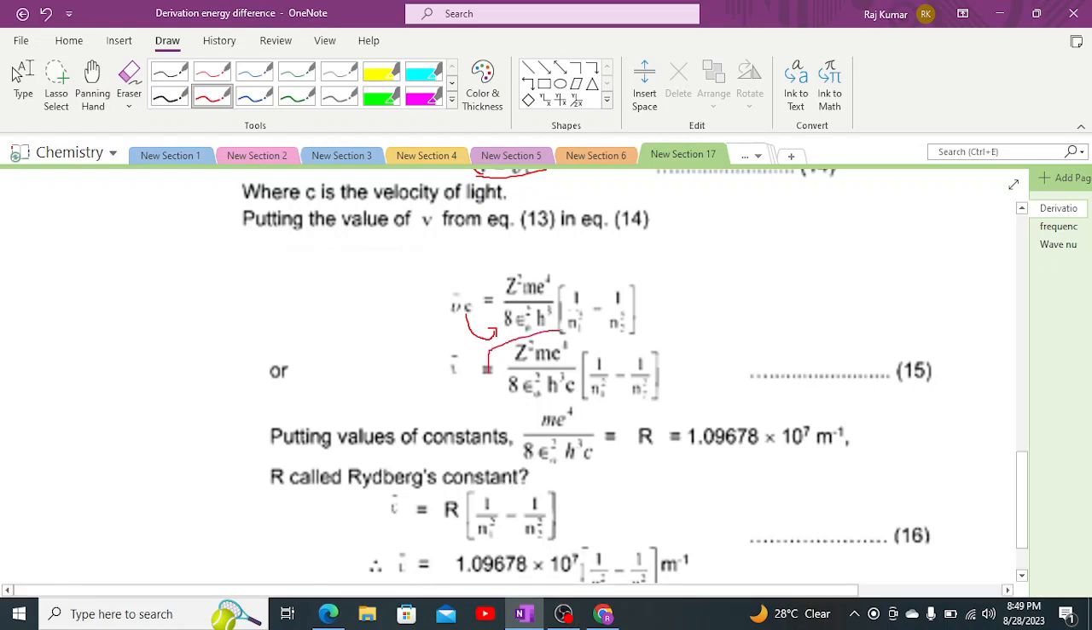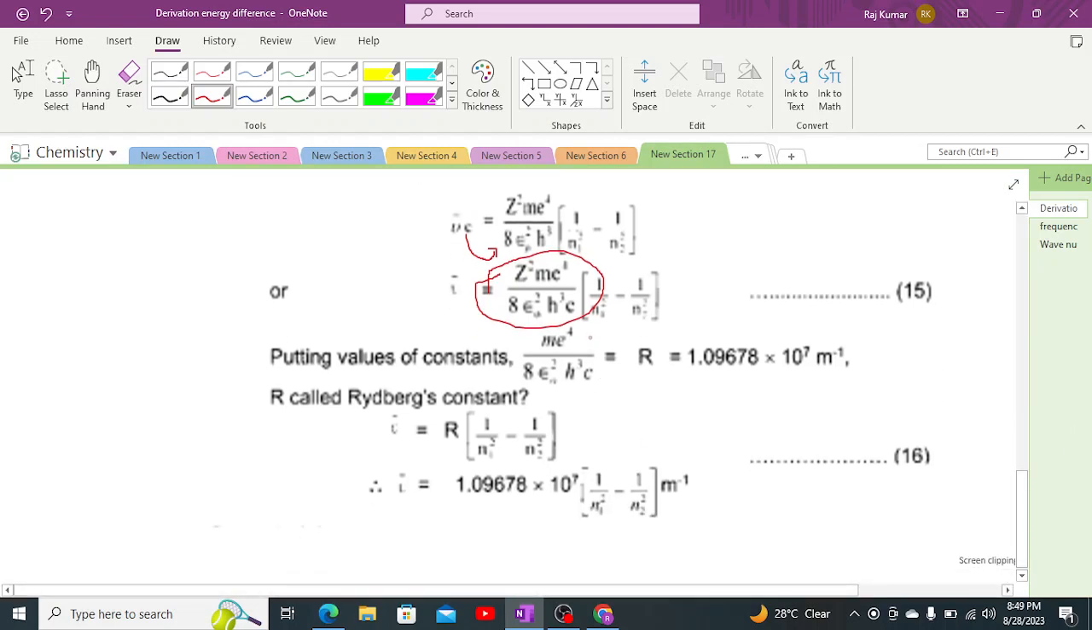Now this complete value is also a constant. This is known as Rydberg's constant, represented by R, which has a value of 1.09678 into 10 power 7 per meter. What is wave number? Wave number is the number of waves per unit length, so per meter is the unit of wave number. So here Rydberg's constant is 1.09678 into 10 power 7 per meter.